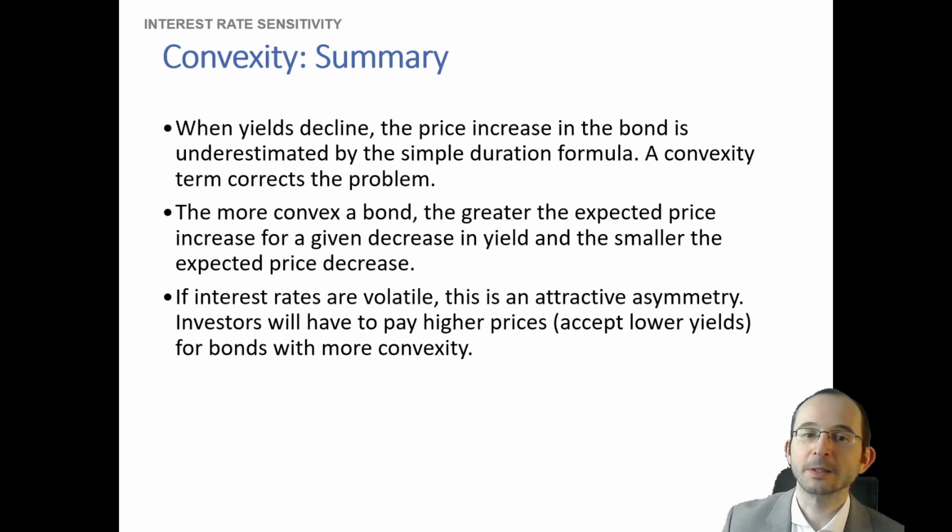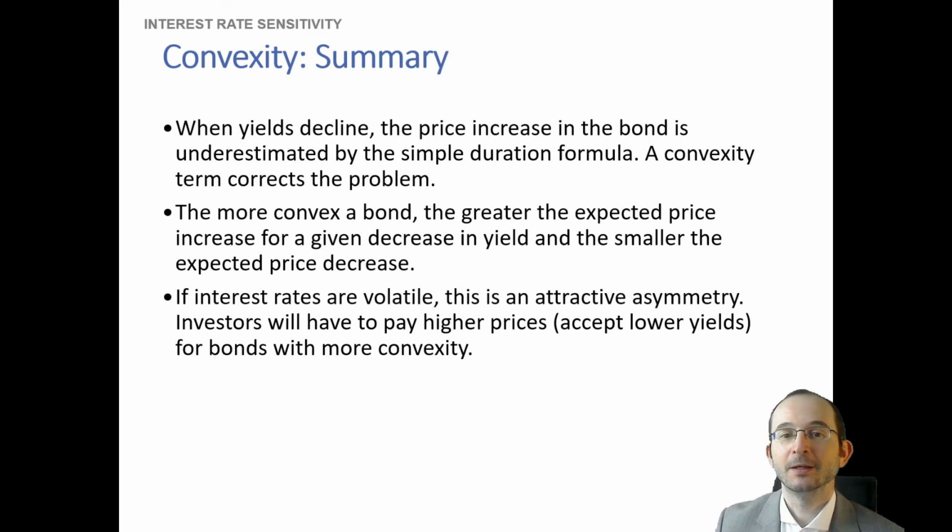If interest rates or yields oscillate, a really convex bond is going to gain more when yields fall than it will lose when yields rise. So we may actually expect to see more convex bonds, bonds with a higher convexity, being worth more in the market than bonds with a lower convexity.